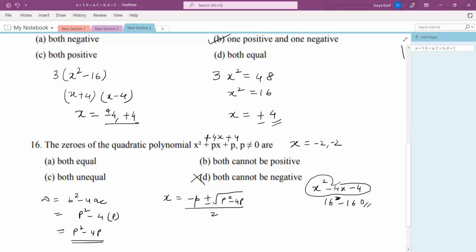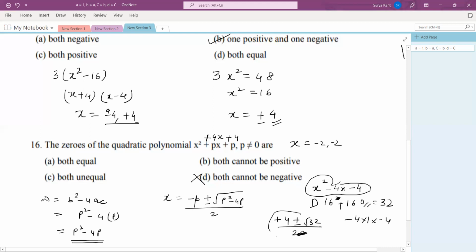Next, if you put here minus 4x and minus 4, b square minus 4ac, minus 4 a and c, the plus 16 will come. It will come 32, right? So D we are getting is 32. So minus b means minus minus 4, plus minus root 32 divided by 2a. So 2a is what? 1. So here what will we get? In this case, one positive, one negative, right? One positive, one negative we are getting here.